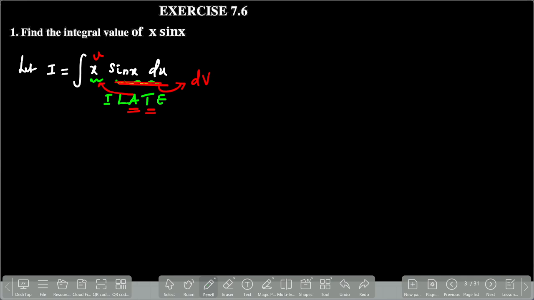I means inverse, L means logarithmic, A means algebraic, T means trigonometry, E means exponential. From the given integration, whichever function's letter exists first, that we take as u or f of x. Sometimes we say f of x. Are you clear? What I am telling? When you want to explain it, u v or f of x dx, that's your wish.